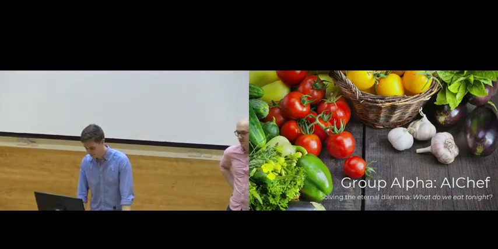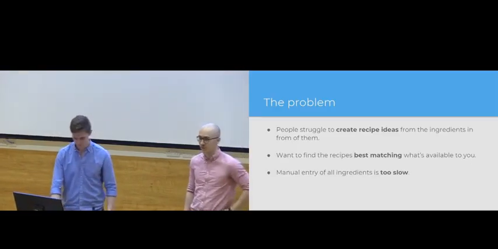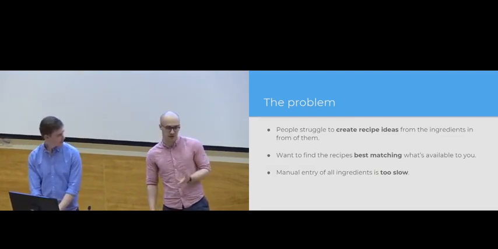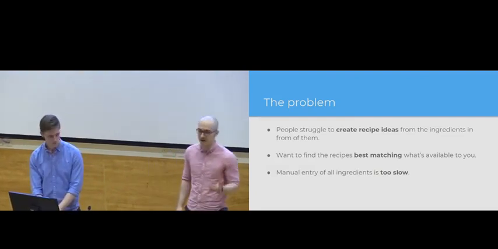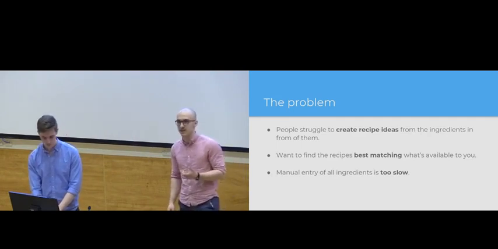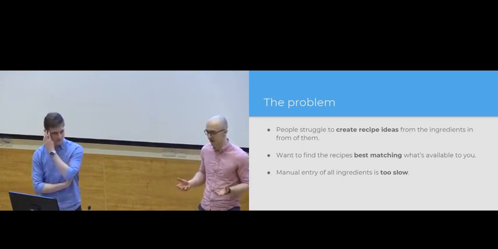We're Group Alpha and our project was AI Chef. We aim to solve a simple problem. What are we having for dinner tonight? While recipe books and online resources essentially provide a mapping from recipe names to ingredients and instructions, this isn't very useful when you have the ingredients in front of you and you want to know what you can make.